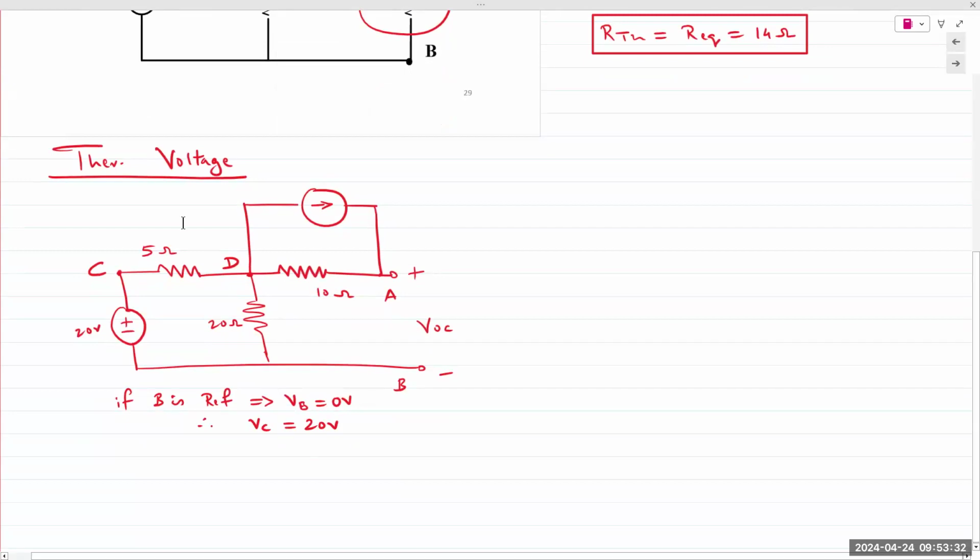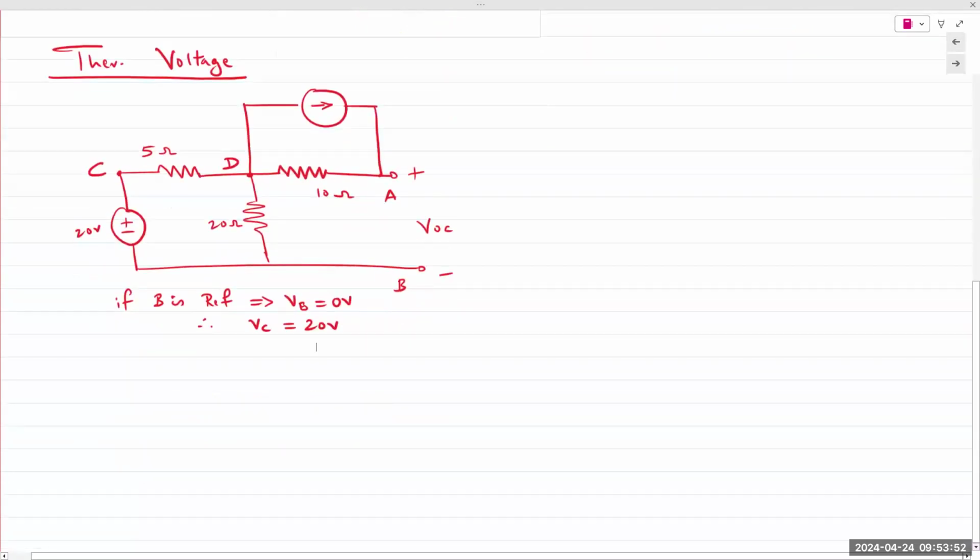If you apply mesh current analysis, you have 2 mesh currents, still 2 equations. Node voltage analysis, 2 unknown variables, still 2 equations. So you can take your pick, whichever method you wish to use. Either one is fine. In this case, A and D are not the same because you have the 1.5 amp current source flowing through it. Okay, so it's not the same.